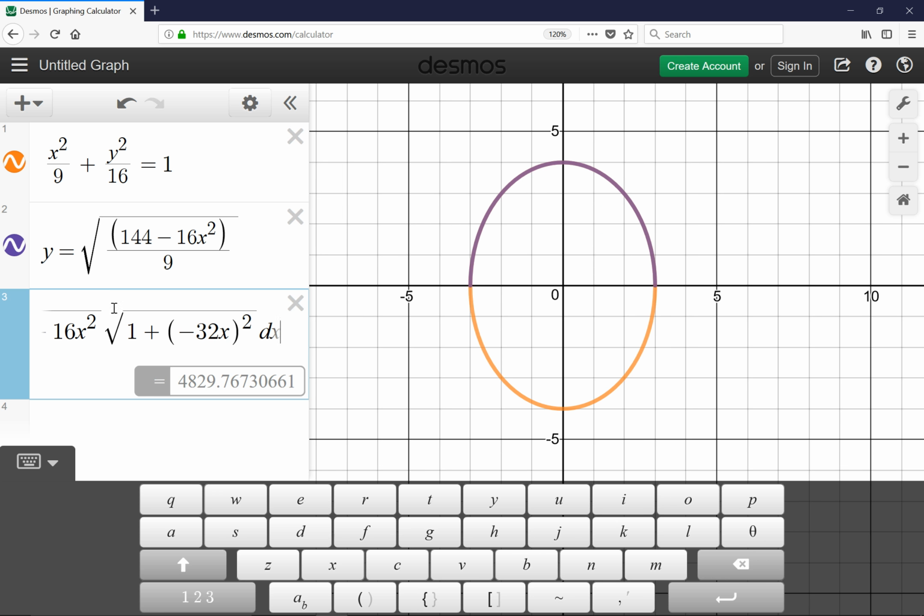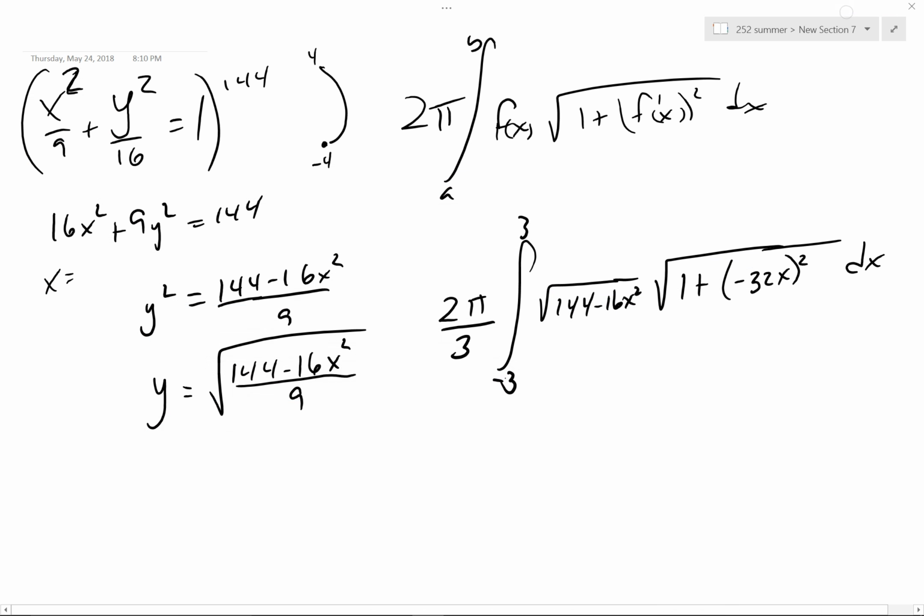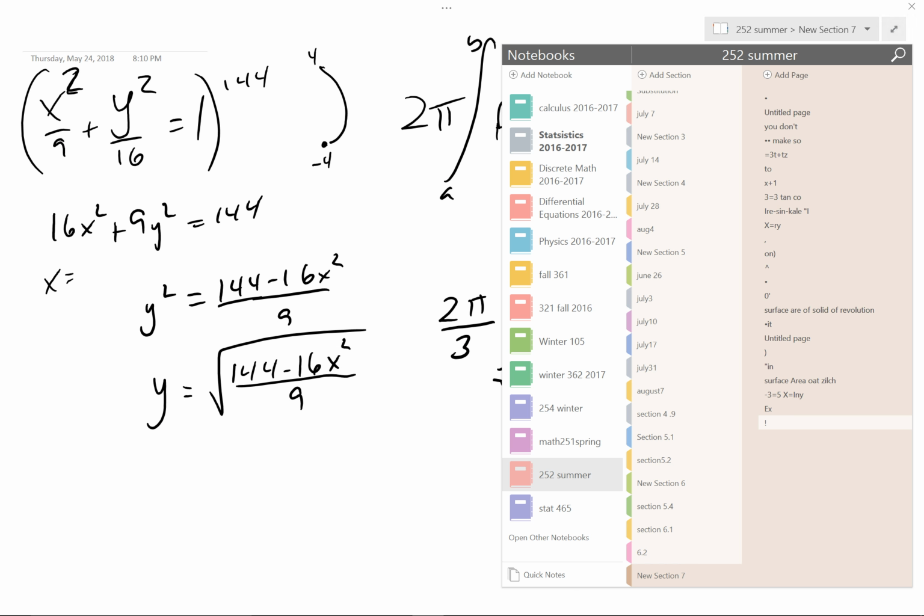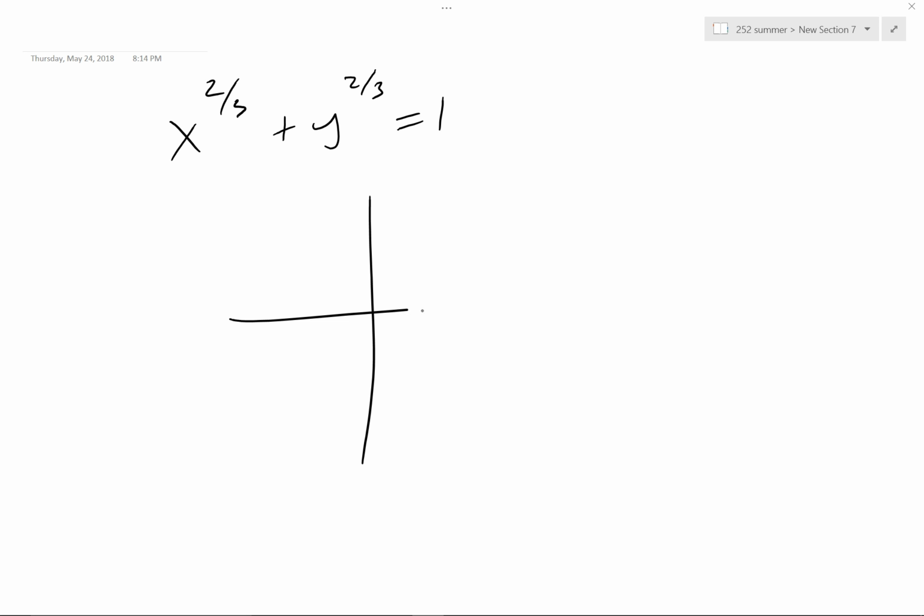You'll be given one like this today. I'm not going to take the fun out of you getting to do it. I know there's one like this on the homework. I'm going to go ahead and just draw it up here and let you look at what it would be. So it's x to the 2/3 plus y to the 2/3 equals 1. And if you graph it, you end up with something that looks a lot like this.